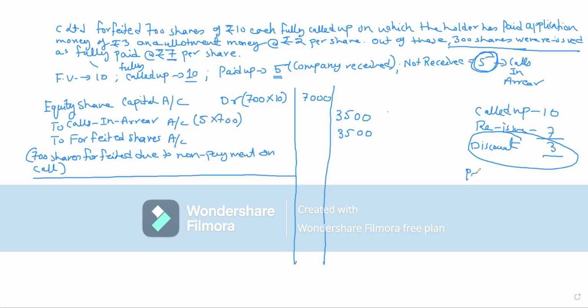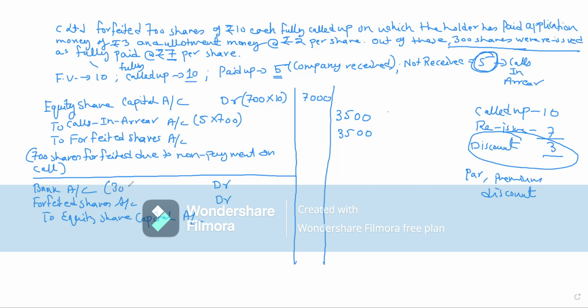Did you reissue the share at par? Did you reissue the share at premium? Or did you reissue the share at discount? Discount. So what is the journal entry? Bank account debited. Forfeited shares account debited. Discount on reissue debited to equity share capital account.